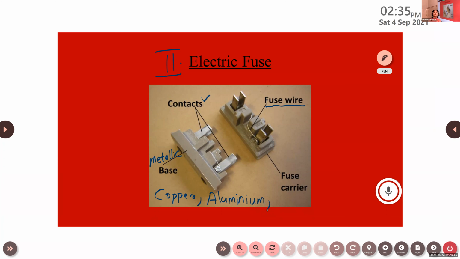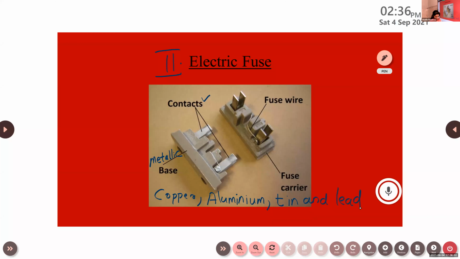Sometimes when a large amount of current passes through this electric fuse, what happens? This fuse wire becomes broken. Thereby the circuit becomes open, so no current will flow through the circuit. So in such cases, we need to replace this fuse wire. So the fuse wire is made mainly of copper, aluminium, tin, and lead.